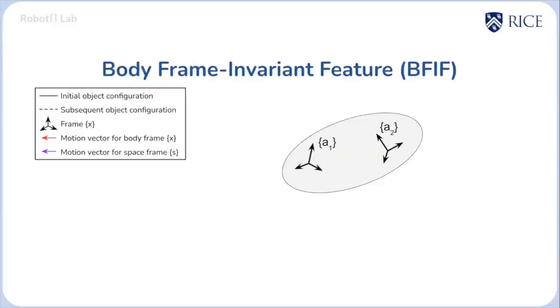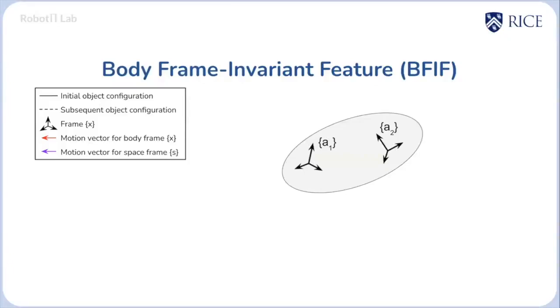Our designed body frame invariant feature, BFIF, is built upon the insight that two body frames attached to the same rigid body individually experiencing different rotations and translations in space will have the same spatial twist observed by any fixed world frame. This physically intrinsic characteristic of rigid body motions allows for the distinction of rigid bodies within a scene.